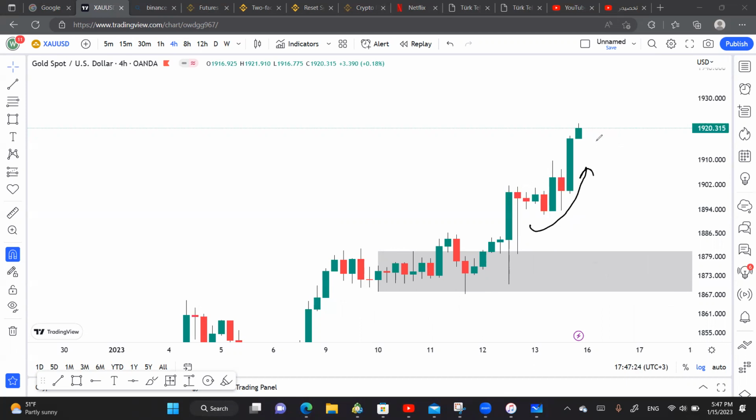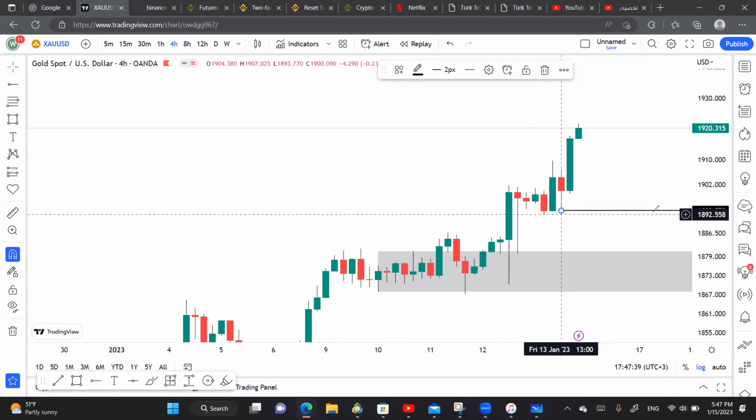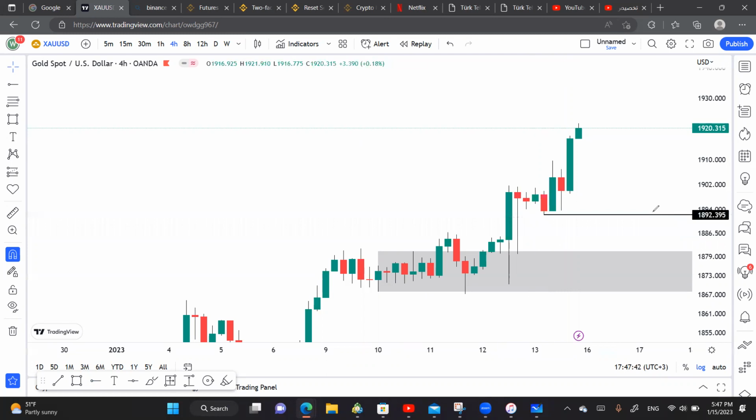So my bias is buys if the price drop to this level, which is around, let me mark it, 1892, which is holding the price up as you can see. So this level now has become an internal demand zone, right? Because this is an inside candle as well.